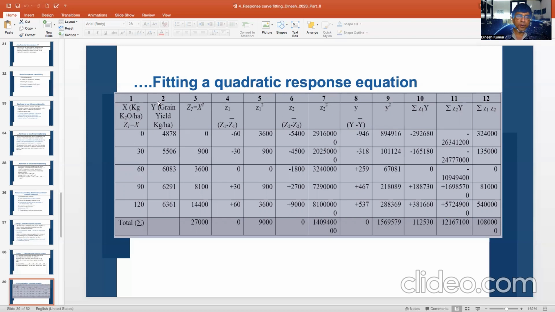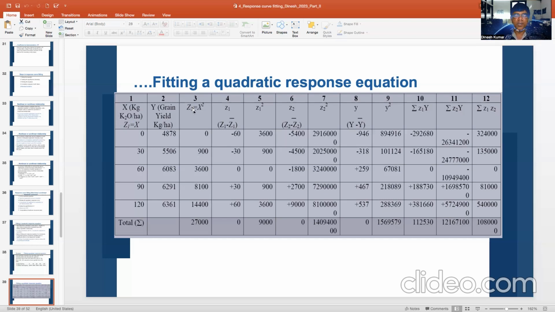Then you see column number 2. This is Y. This is the dependent variable, grain yield in kg per hectare. So these two columns are clear to you. One is X, which is equivalent to capital Z1. Number 2 is your Y, the same dependent variable. And number 3 is Z2. It is another variable, which is X square. Here it is a quadratic relationship. So the square is made for column number 1, and the variable has been named as capital Z2.